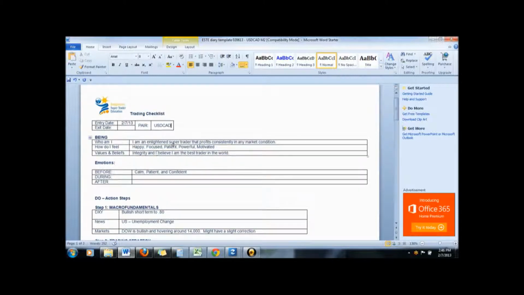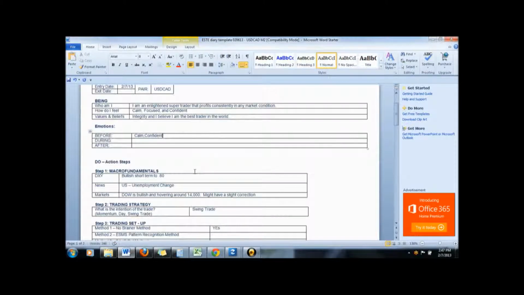Right, home, Emily's room. Yep, correct. How do I feel? I'm focused and confident. Right, okay, emotions. What are the emotions I'm currently feeling at the moment? Just basically feeling calm and confident. Okay, there's really nothing else.